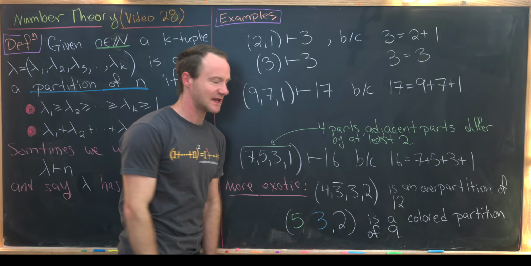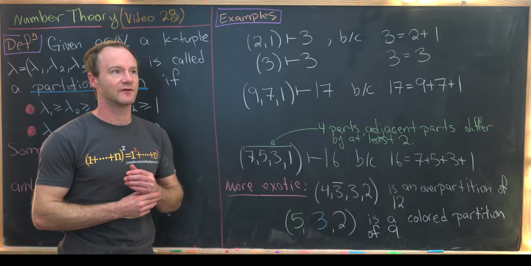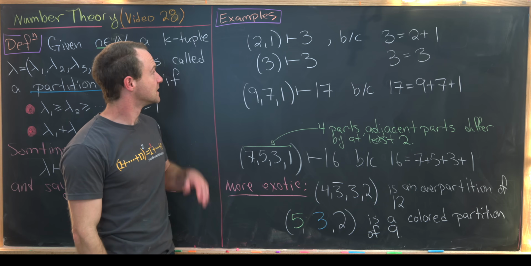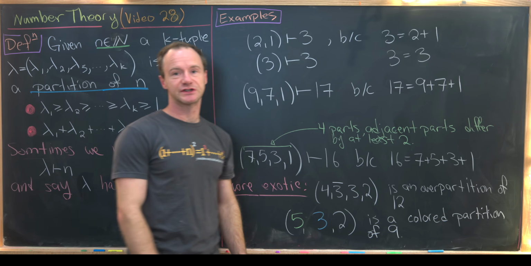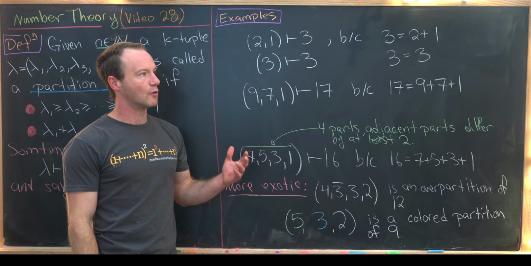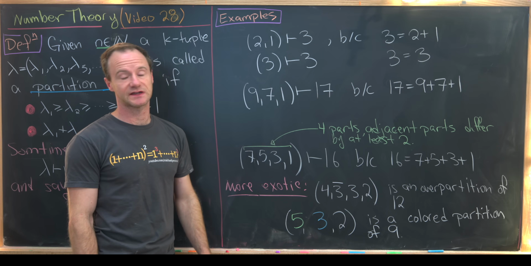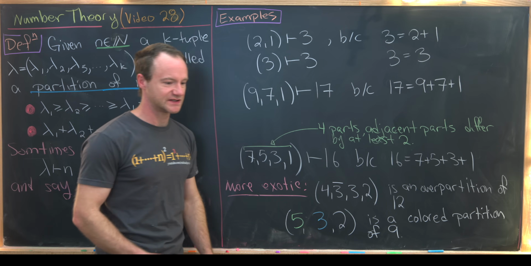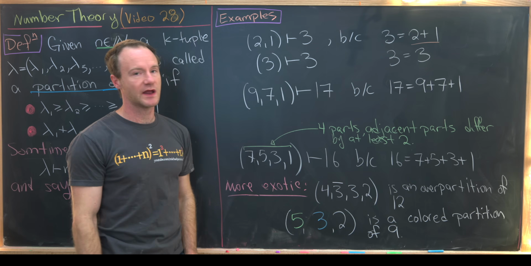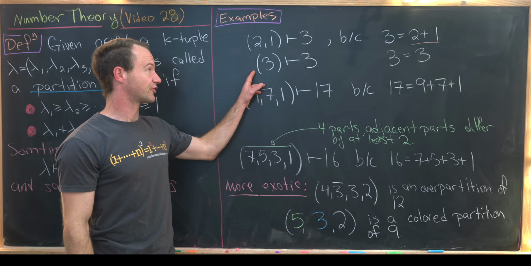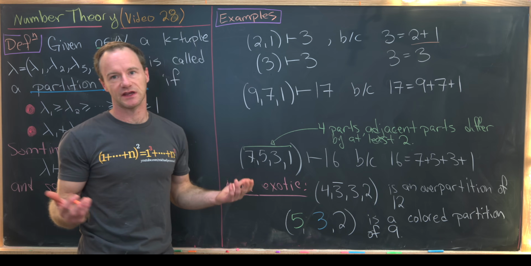Okay, so let's look at some examples and then some more exotic things related to partitions, which we're not going to cover in our videos, but they're just kind of interesting to know about. So notice that 2, 1 is a partition of 3 because 3 is equal to 2 plus 1. And I want to point out that while the definition involves this k-tuple, or this ordered pair in this case, in practice, when we write partitions down, we often just write the addition problem. So we would think about this 2, 1 as the partition 2 plus 1. So 3 itself is a partition of 3. It's a partition with one part. That's because 3 is equal to 3.